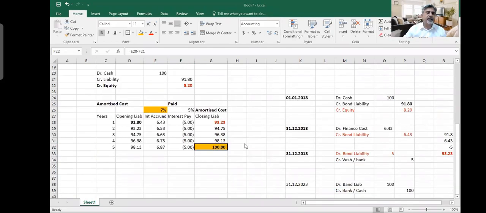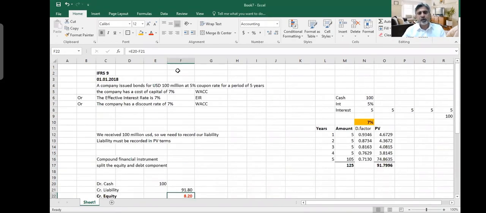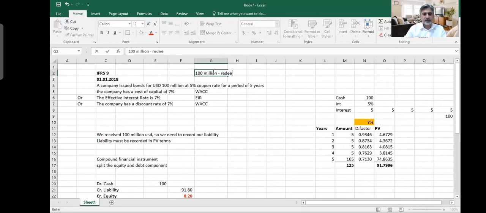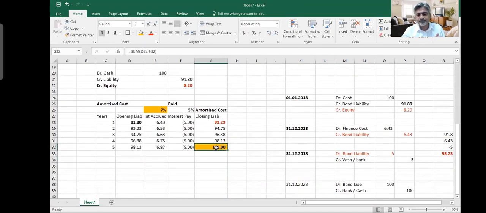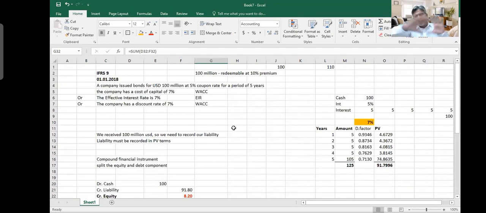Okay, having asked one question: sometimes the question says that you are issuing the bonds for 100 million, but it says redeemable at 10% premium. Yeah, Harleen, this is what you want to ask. So it means that you receive 100 today, and you have to pay back 110. So in that case, here we should have 110, right? Yes, sir. It should not make any problem at all. Everything is 100% same.